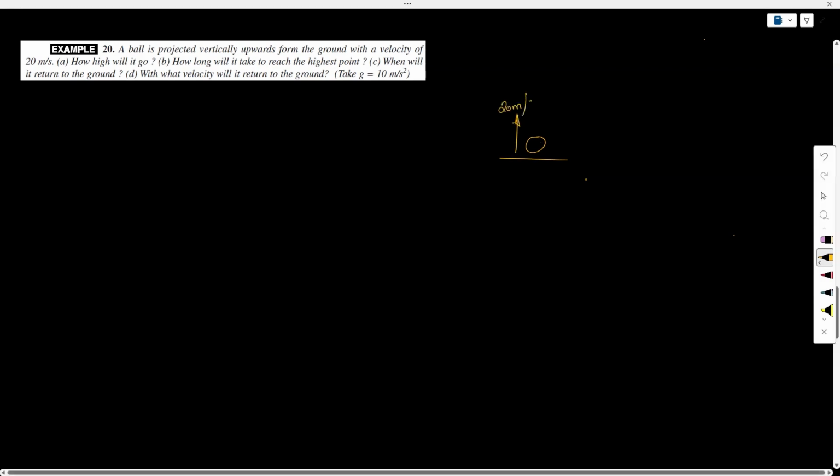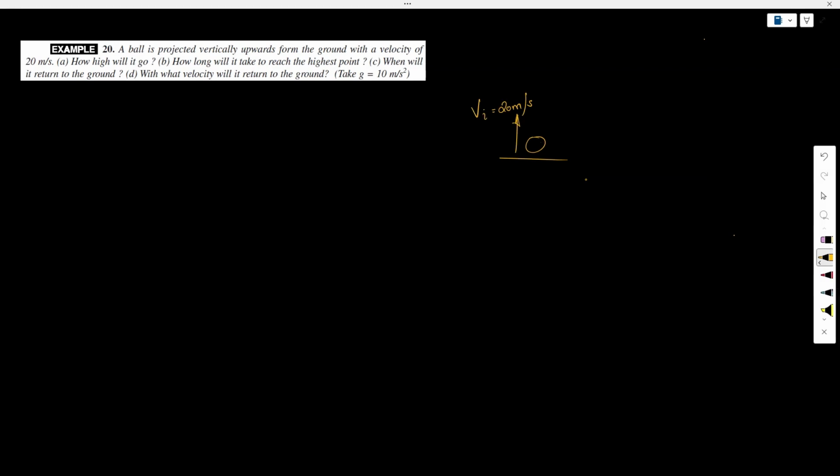So a ball is projected vertically upward from the ground, so that is the ground level, right? And with a velocity of 20 meters per second. So it is the initial velocity, which is 20 meters per second. What is going to happen to the ball's motion is that it is going to go up, and once it reaches the maximum height, it will come down. Meanwhile, during this entire motion, there is going to be gravitational acceleration, which is pointing downwards. And in this case, it is said to be 10 meters per second squared, right?